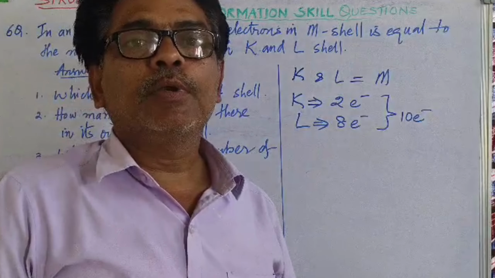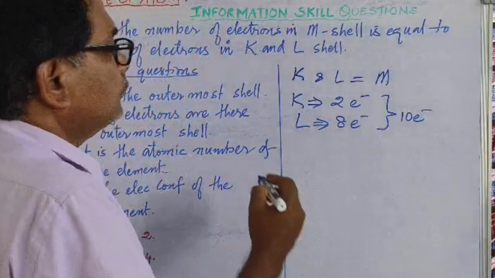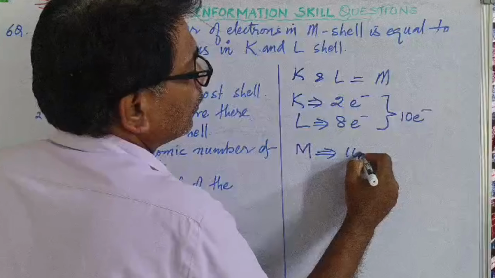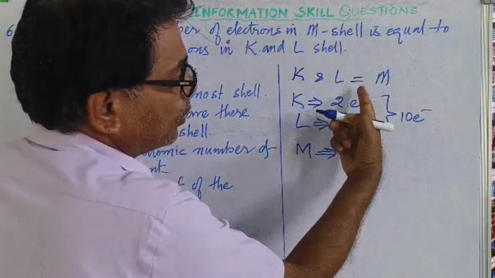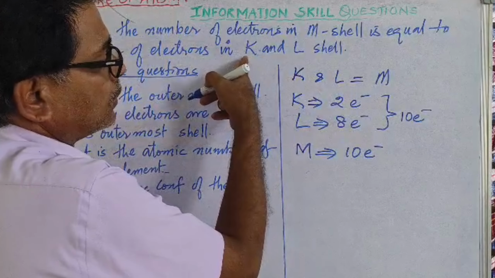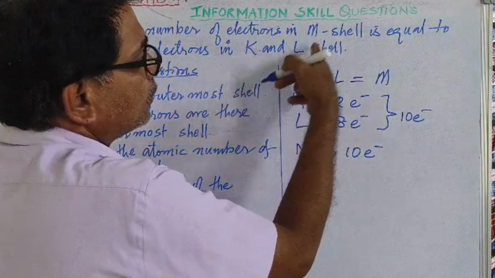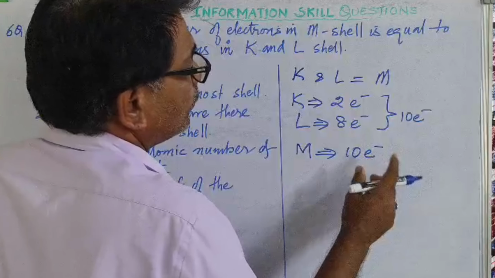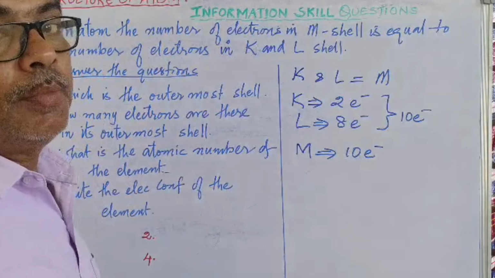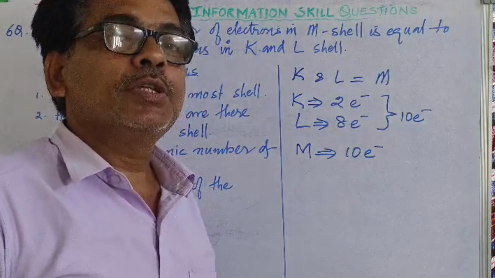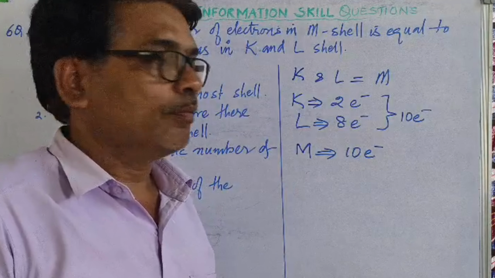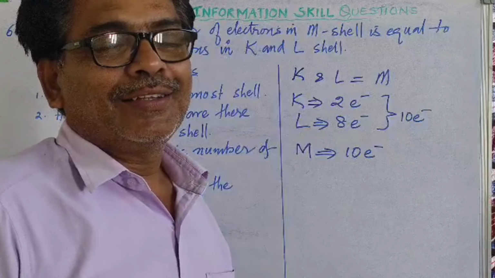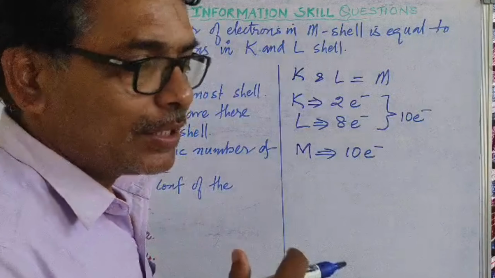Now you tell me which element you are thinking about. So that shell should hold 10 electrons. Why? Because the sum of electrons in K and L is equal to that shell. Sum of electrons is how much? 10. That is equal to M. Then what is the element? Can you tell me? Most of the students guess it is calcium because 10 plus 10 is 20, but it is wrong. The actual element is, now we'll see on the board.